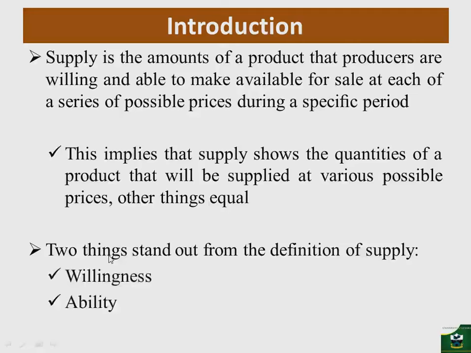So if they are willing to supply but they are not able to supply, it means supply will not be defined. And if they are able to supply but not willing, we will not be able to define supply, because if they withhold their resources, then supply will not be affected.